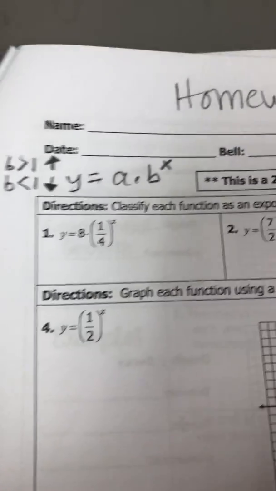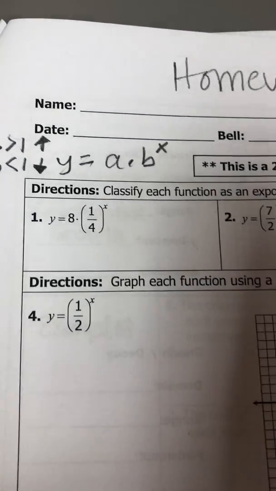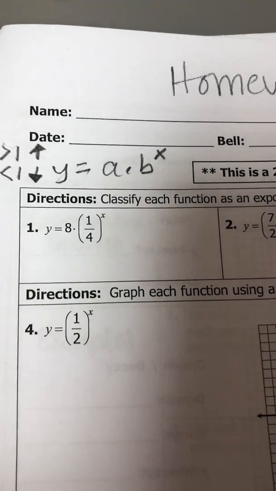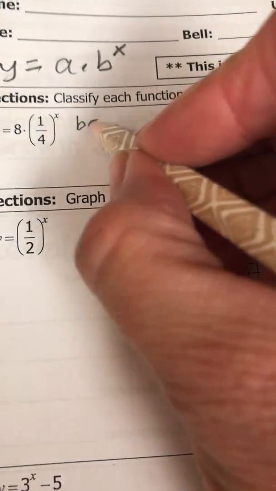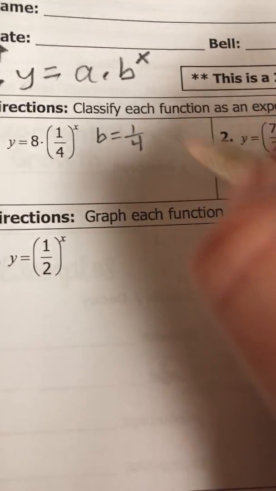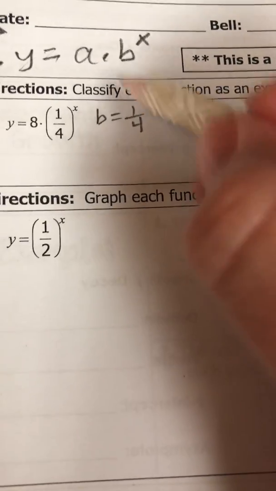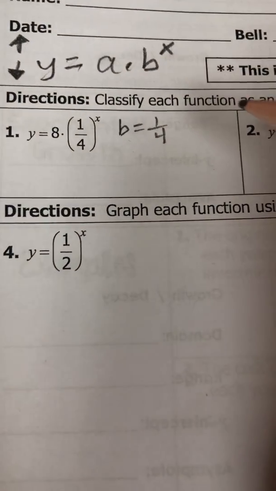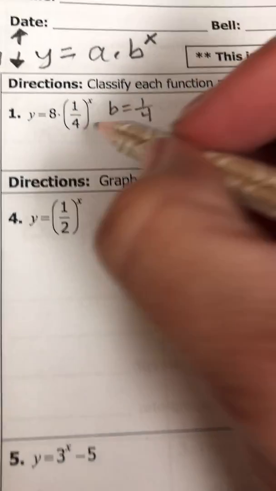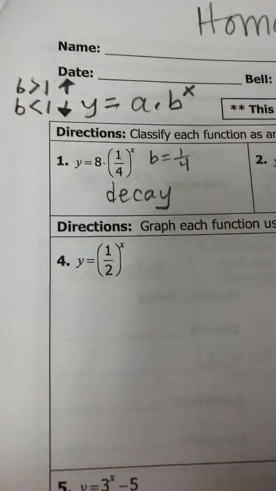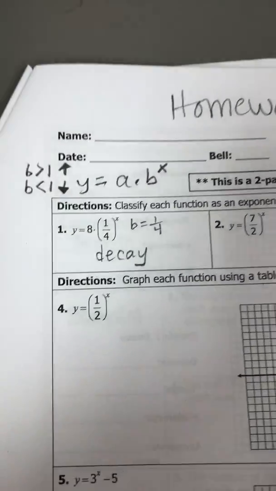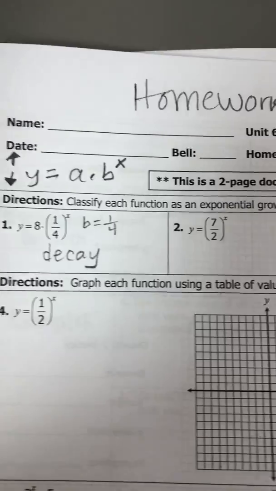Okay, so let's look over here. So first of all, we are just classifying these functions. So I know here that we have an example. Well, first of all, b, and if it helps you to identify that b is a quarter, and that is less than 1, that means that this is an example of exponential decay.